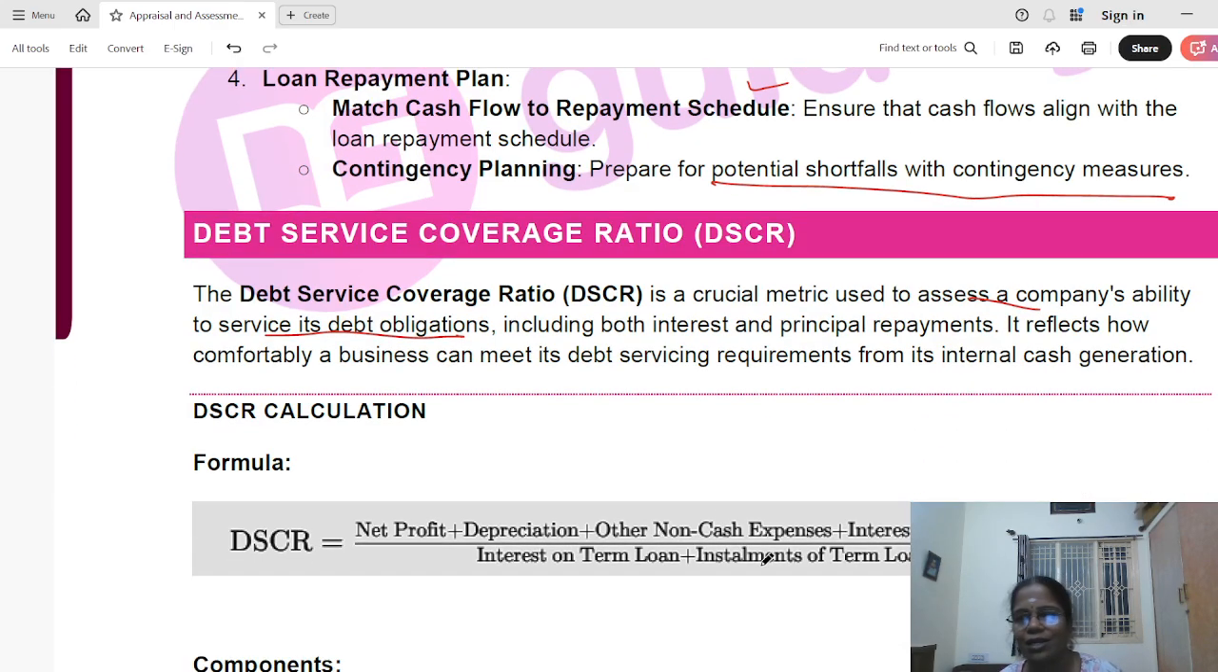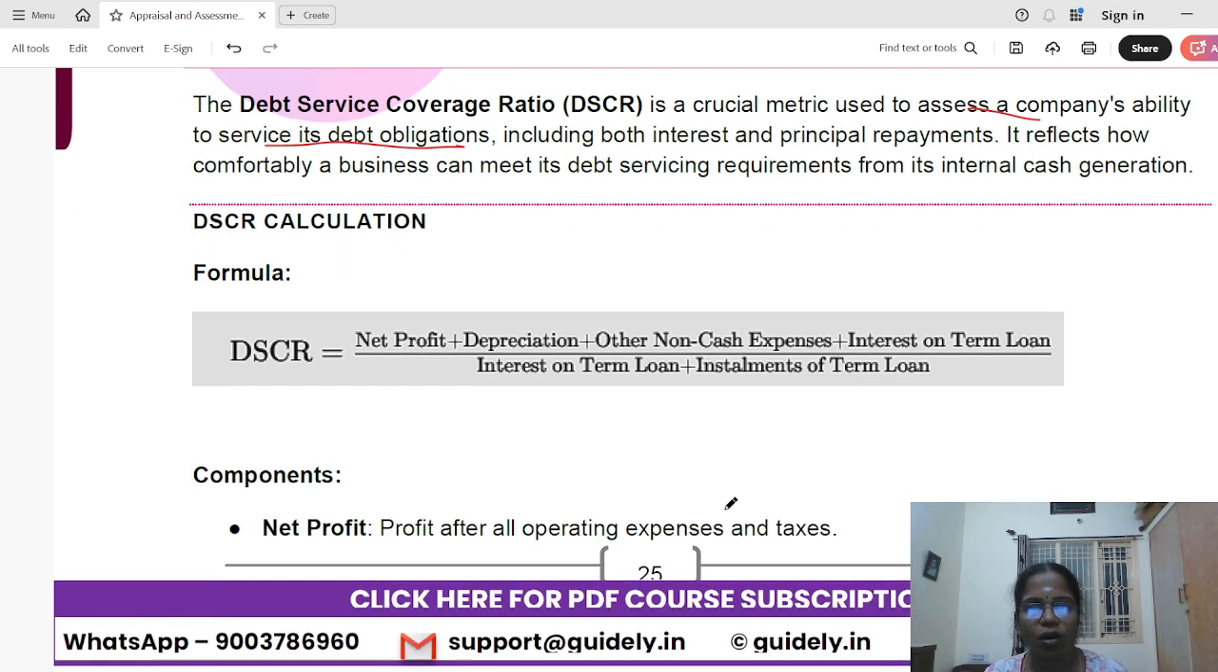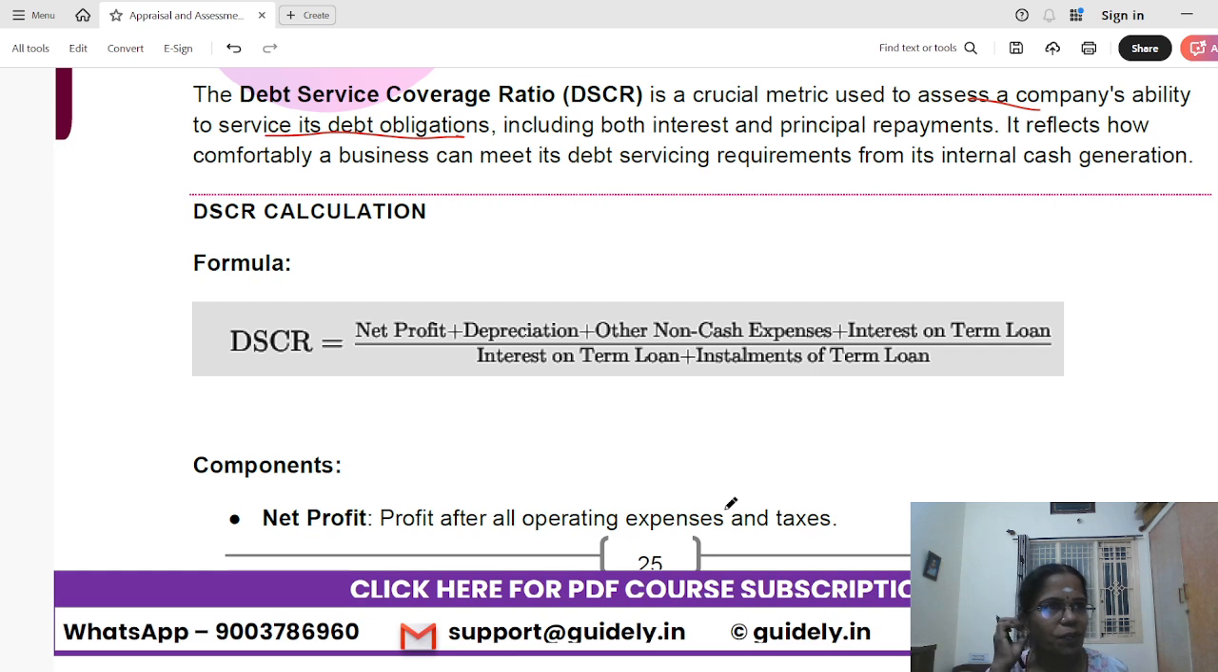The formula for calculating the debt service coverage ratio is equal to net profit plus depreciation plus other non-cash expenses plus interest on term loans, divided by interest on term loan plus installment of term loan, that is interest and installment. Net profit is profit after all operating expenses and taxes. Now, operating expenses: these are the expenses needed to operate that business.